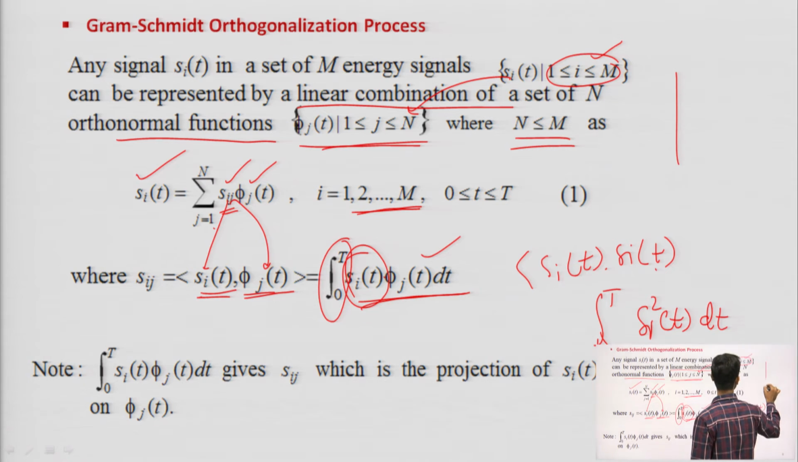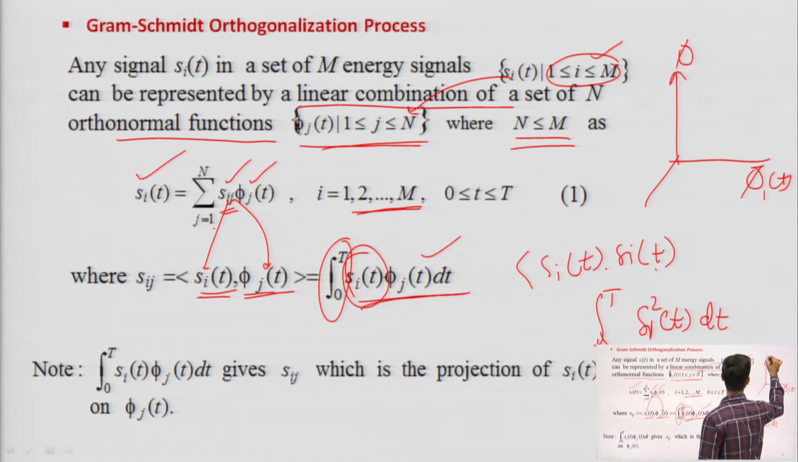So, signals are there. This is phi 1 t, the basis vector. This is phi 2 t. This is phi 3 t. So, if I have a signal Si t, let's say S1 t.